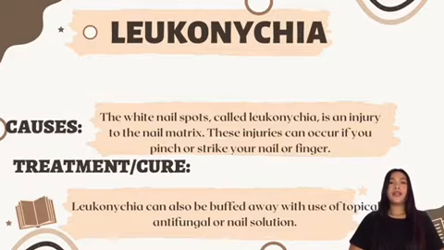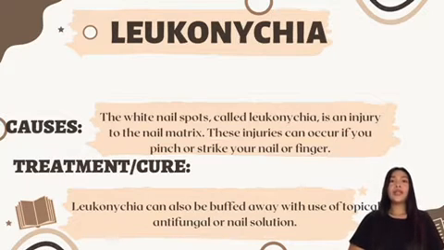Next is leukonychia. What is leukonychia? Leukonychia, or white nails, is usually not an alarming sign, but it can sometimes unmask severe systemic disorders or congenital conditions of the nails. The white color can be due to nail plate or nail bed abnormalities.